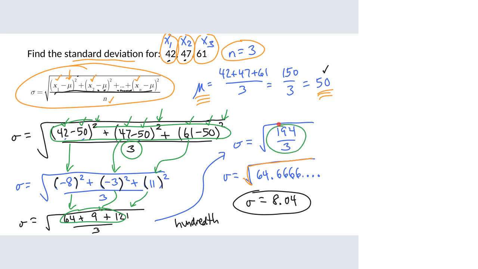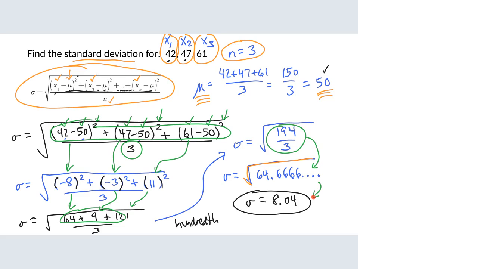Finally, I'm at a place where I can divide, and then I absolutely don't want to forget that last step of taking the square root. This gives me the standard deviation of the data set. It gives me an idea of how spread out it is, maybe compared to another data set that I might find the mean or find the standard deviation for.